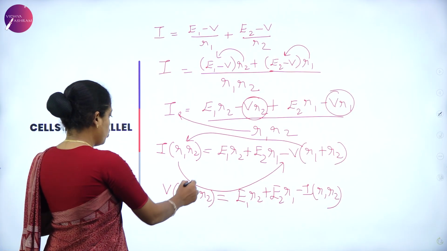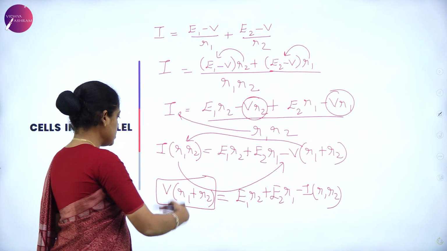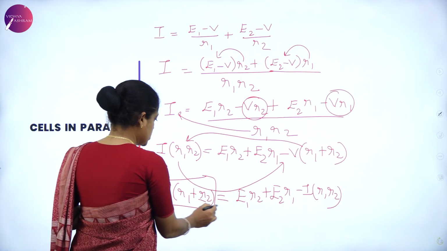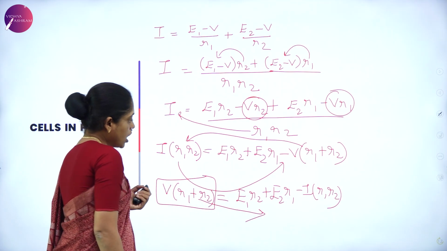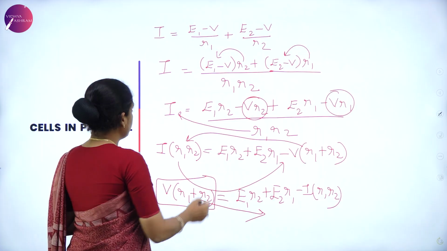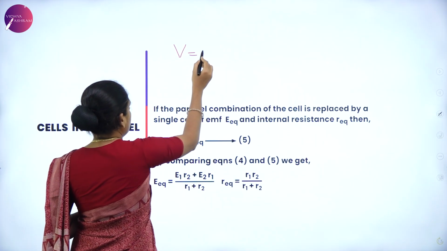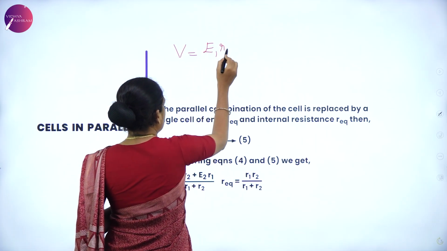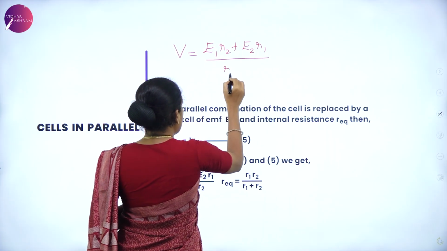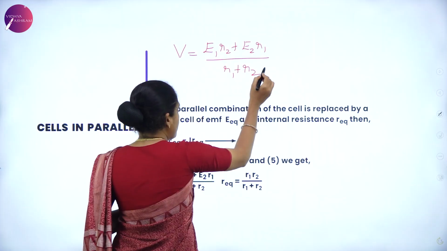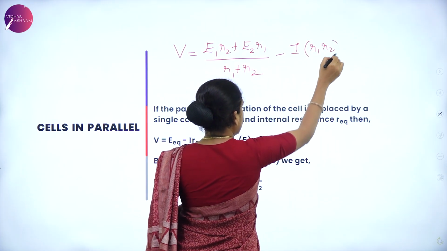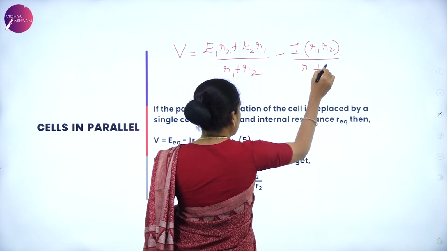Yes. And we need only V in the LHS. Therefore, take this (R1 plus R2) to the RHS denominator. Then V is given by, V is equal to (E1 R2 plus E2 R1) divided by (R1 plus R2) minus I of R1 R2 by (R1 plus R2).